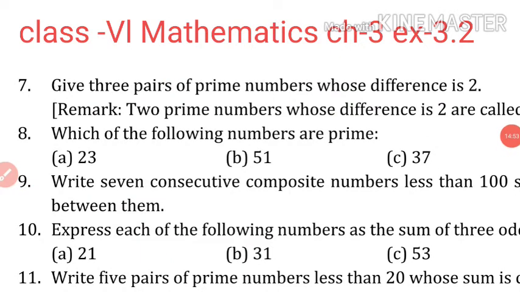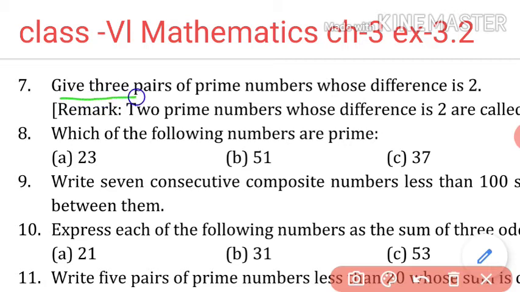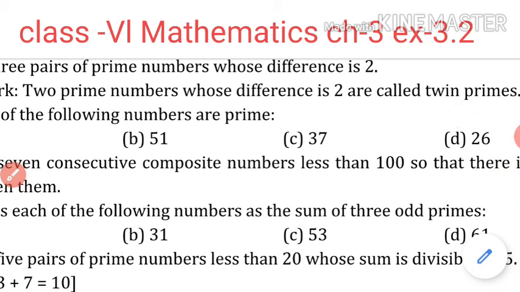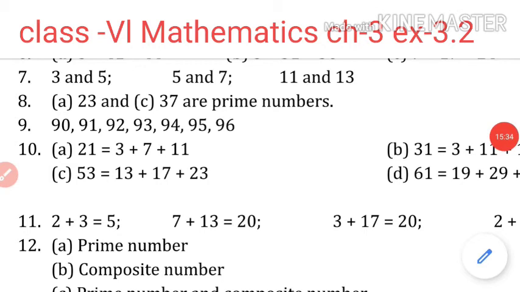Now next, question number 7. Give 3 pairs of prime numbers whose difference is 2. That means you have to write twin primes, okay? Whose difference is 2. You have to write pairs of odd numbers and their difference. If you do minus, you have to get 2. So one example, 5 and 3. 5 minus 3 is how much? 2. Both are prime numbers or not? Prime numbers. So come to the answer. Remark: 2 prime numbers whose difference is 2 are called what? Are called twin primes. So you have to write twin primes.